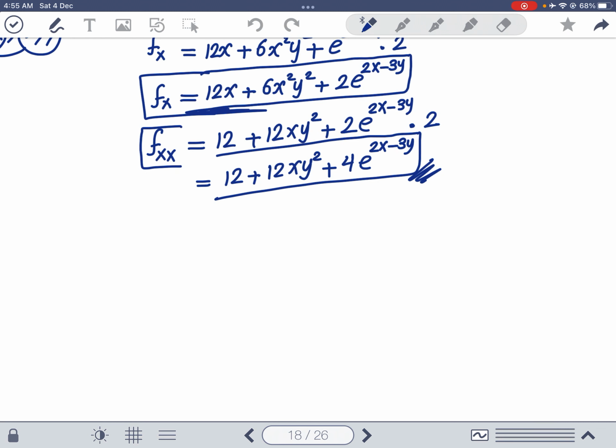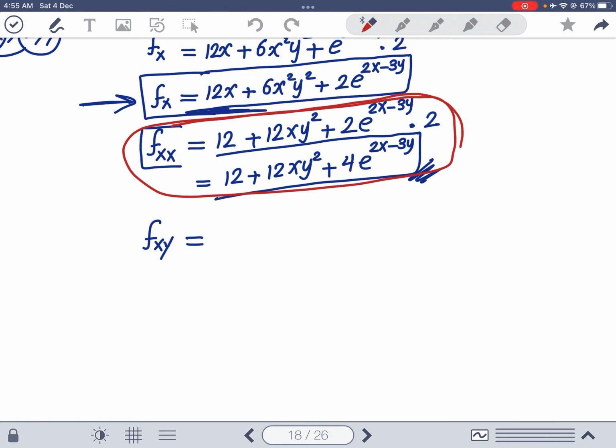Now we need fx then y. So concentrate here now. This one fxx, now you're done with it. You don't look at it again. You cannot compute anything from it now. So you go back to fx to compute fxy.